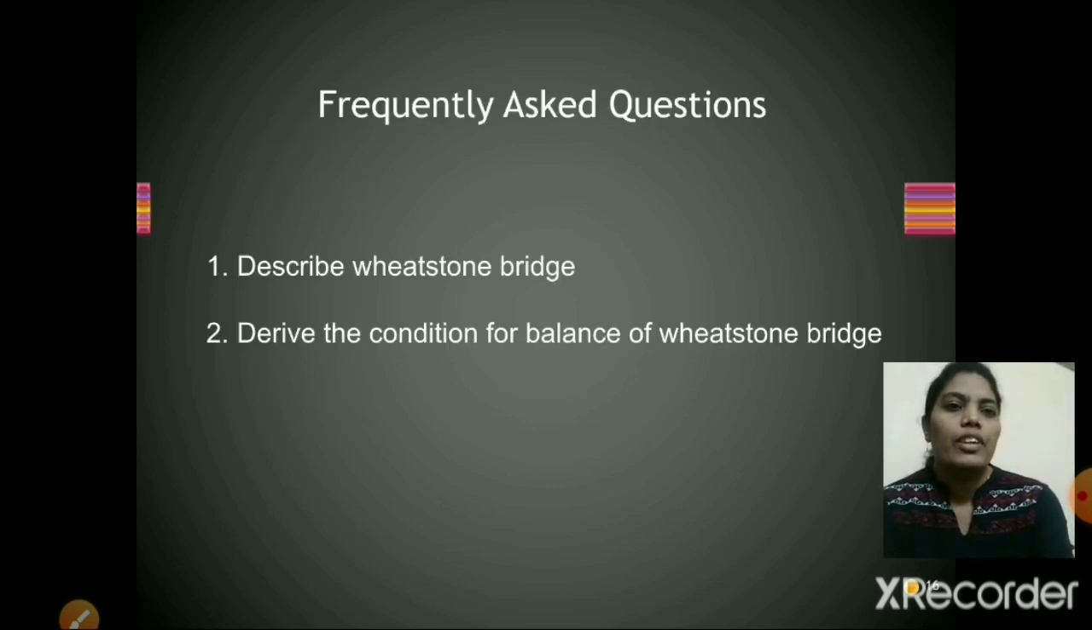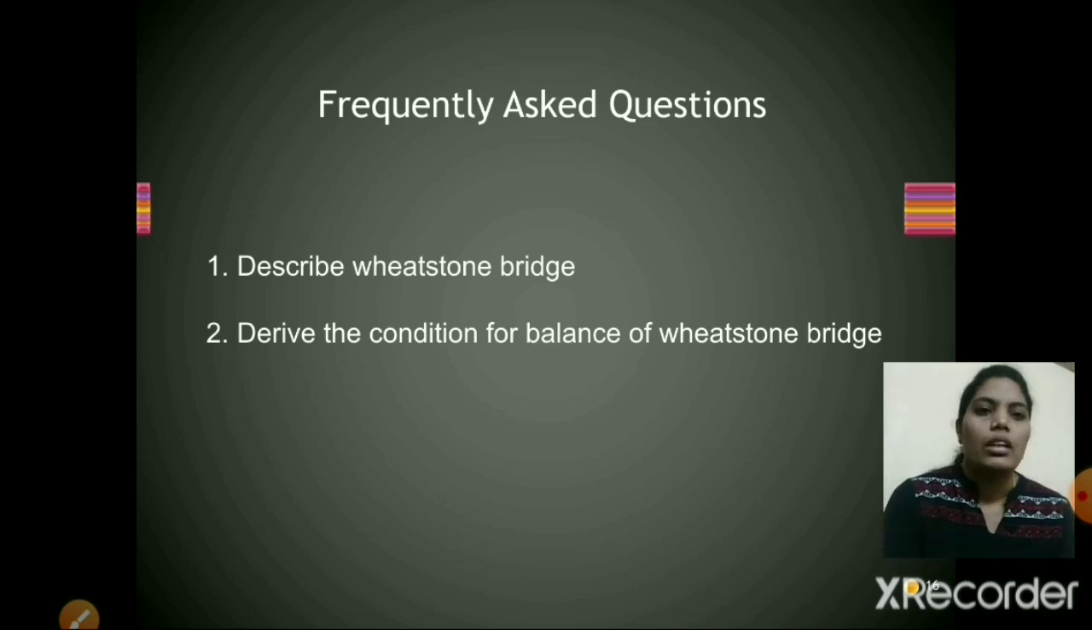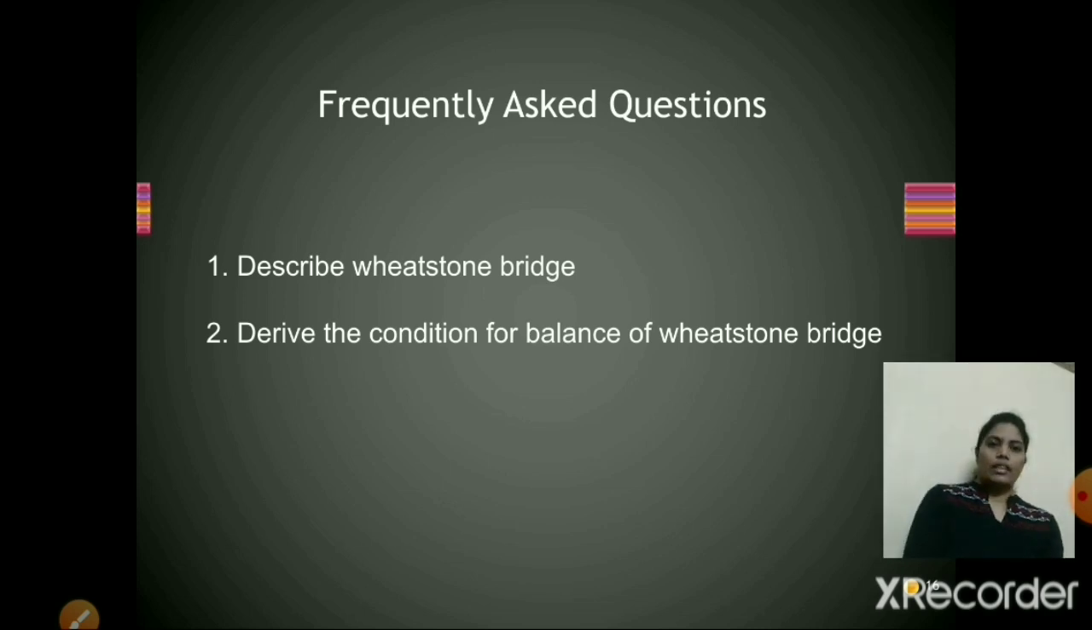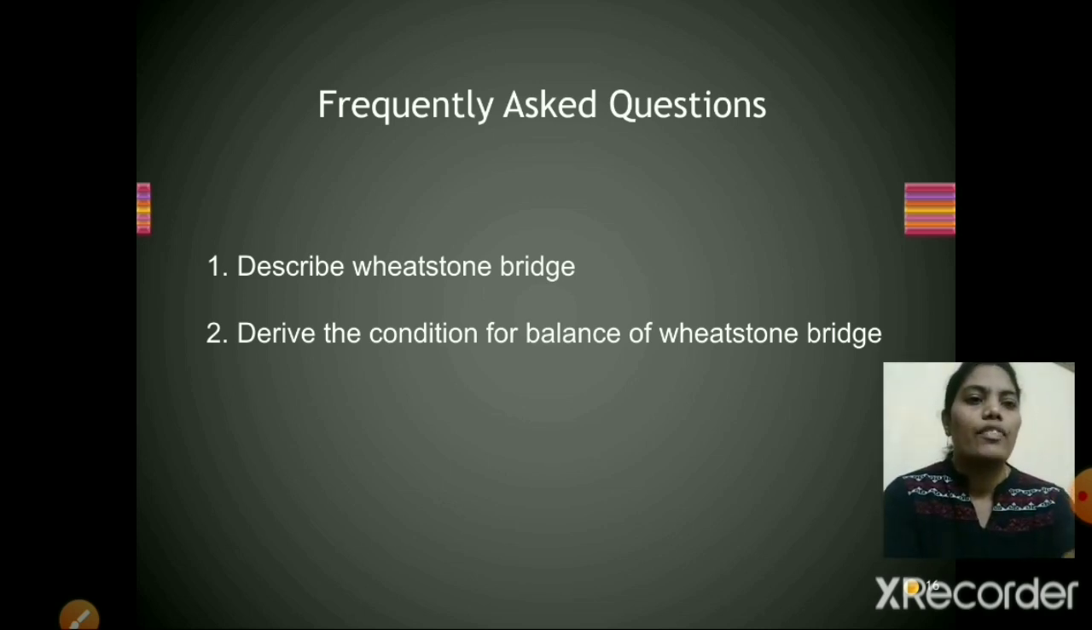Now here are some frequently asked questions from this topic. Describe the Wheatstone bridge. You need to draw the diagram and explain this Wheatstone bridge, and then derive the condition for balance of the Wheatstone bridge. To derive it, we'll use Kirchhoff's first law and second law. To use Kirchhoff's first law, we need junctions, and to use Kirchhoff's voltage law, we need closed loops.